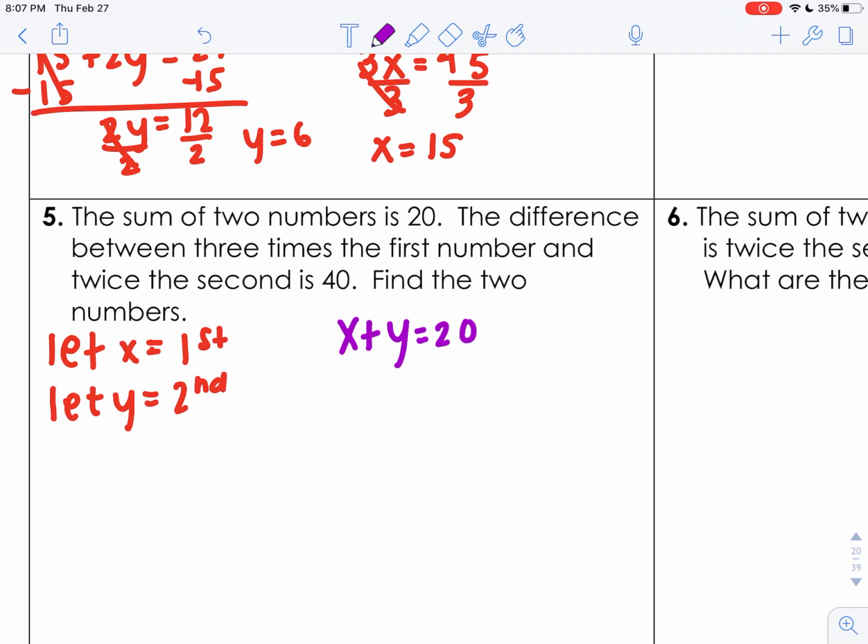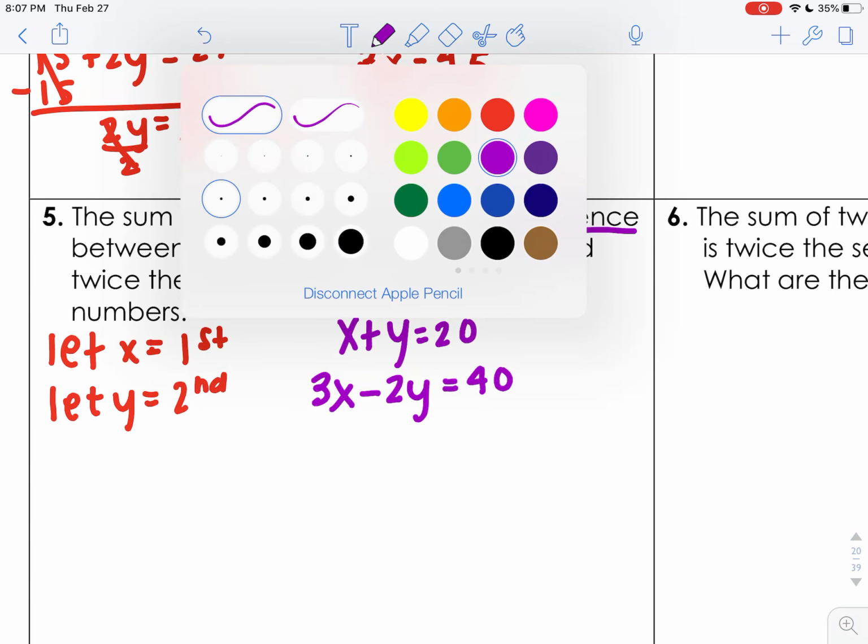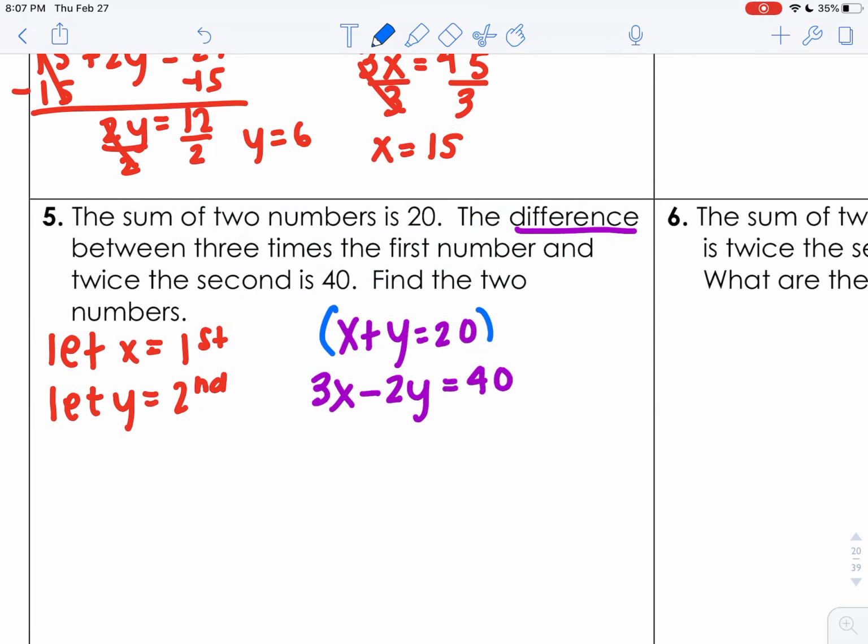The difference between 3 times the first number, since x is the first number, and twice the second, so twice the second is 40. Find the two numbers. Okay, so we'll do elimination again. So we'll multiply the top by 2.